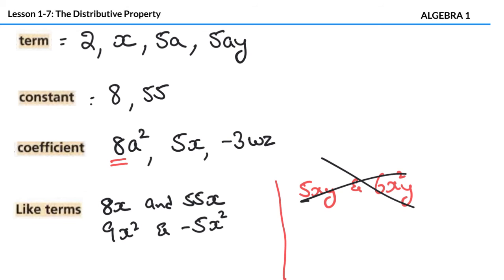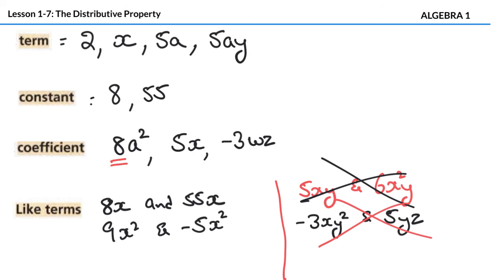Let's take another example. Negative 3xy squared and 5yz. Are they like terms? They are not like terms because the variables are not the same.